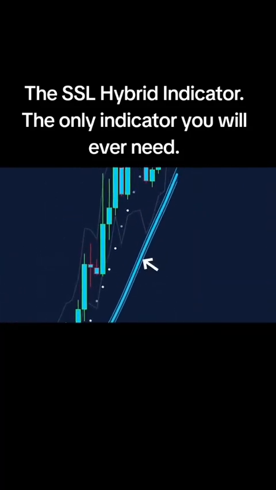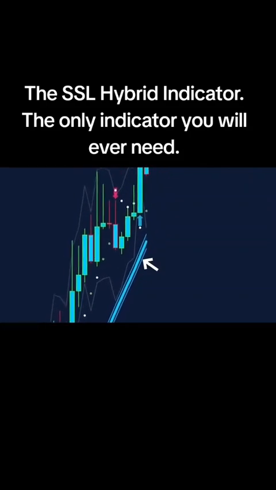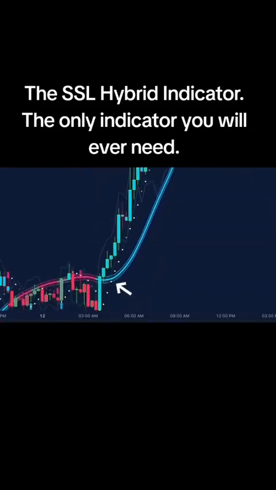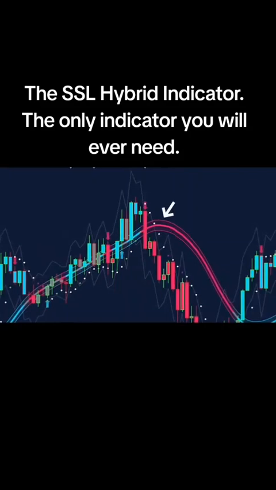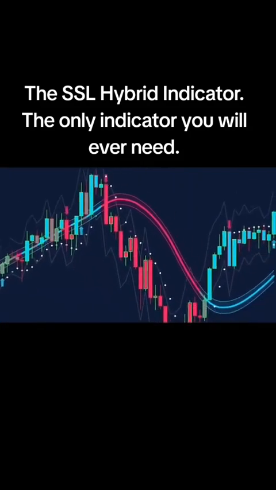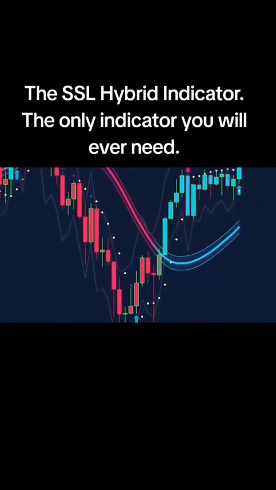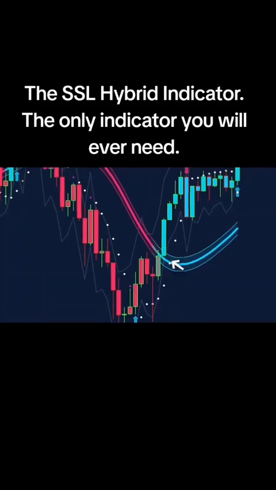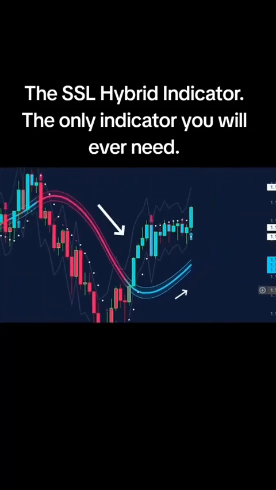First is the SSL baseline, which acts as your primary trend detection. When the baseline turns blue, it shows the trend is bullish, and when it's red, it signals the trend is bearish. But here's the genius part. When it turns gray, it means price is interacting with the baseline, giving you an early warning that the trend might be about to change.